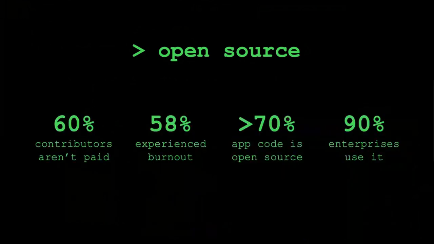And then if we look at some stats, this sort of solidifies this understanding. So 60% of contributors aren't paid for open source work, and 58% have experienced burnout in the past. And if we juxtapose that with some stats around how many projects use open source, this comes from the Linux Foundation. More than 70% of app code is open source, and 90% of enterprises use it. So you can see where this tension comes from.